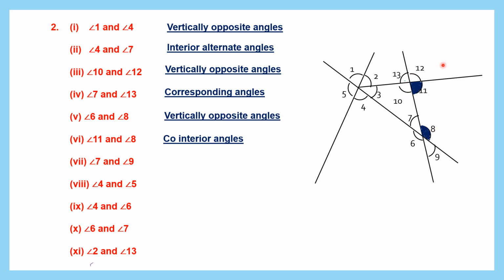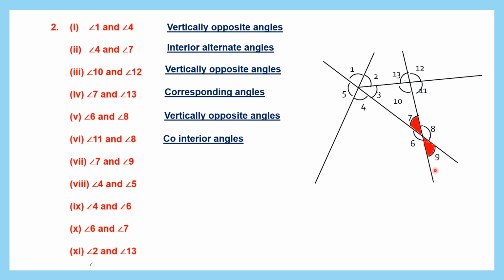Now look at angle 12 and 9. They are outside and on the same side. So they will be co-exterior angles. They'll be exterior allied angles. Whereas these two are inside. Now the next one is angle 7 and angle 9.